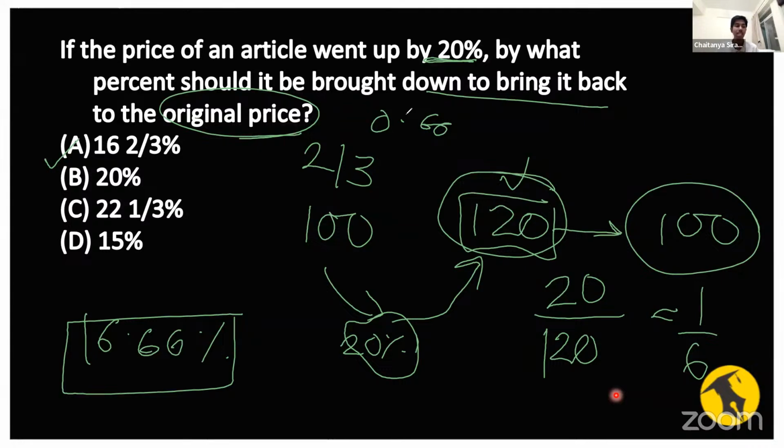If you are in a very hurry, you will say, 20% I have increased, so I have to reduce 20%. You will take option B and you will get it wrong. So the easiest way is you just assume some arbitrary value, whatever you are comfortable with, and you solve the question and you will get the correct answer. And remember that for the second part, 120 will be my original price. Okay, let's move ahead.